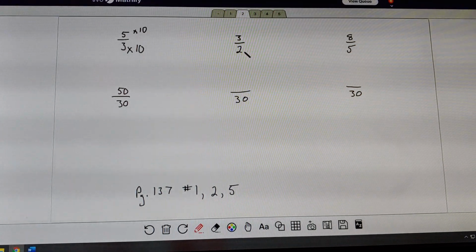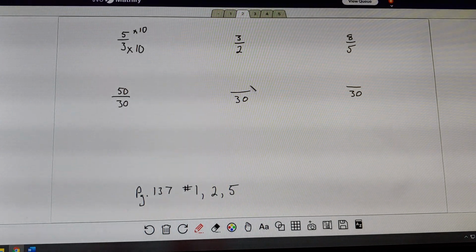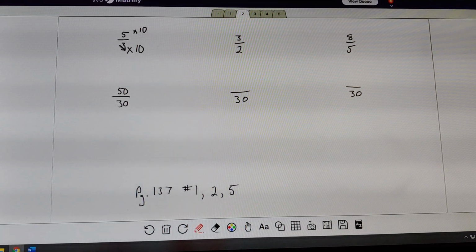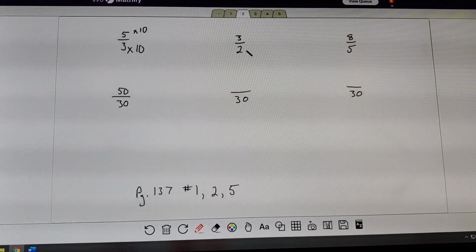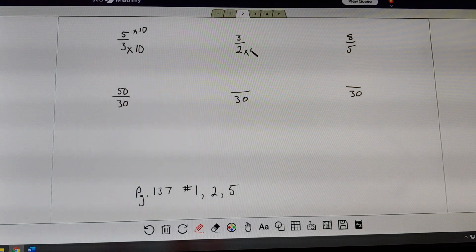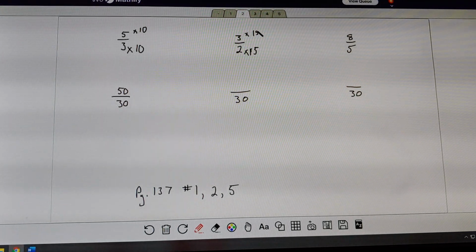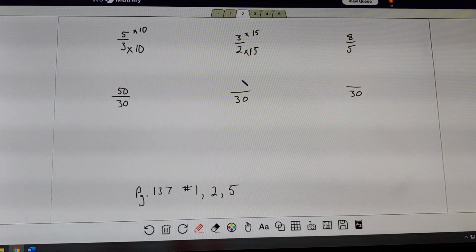And then we're saying, okay, I'm turning 3 over 2 into something over 30. What do I have to do to 2 to make it 30? Well, 2 was multiplied by the other two denominators, 3 and 5. 3 times 5 is 15. So that's what we're doing there. 15. And obviously we're doing the same to the numerator, so that doesn't get messed up. 3 times 15. So let's see, 15 times 2 would be 30, plus another 15 would be 45.